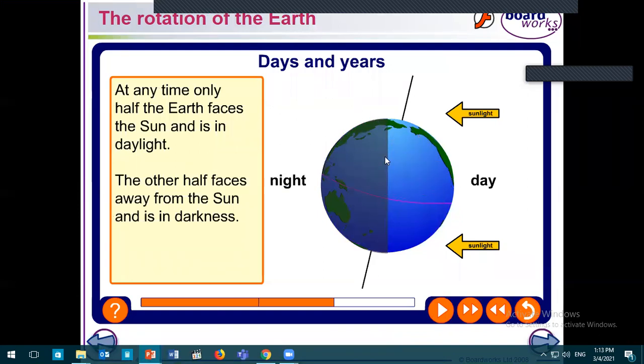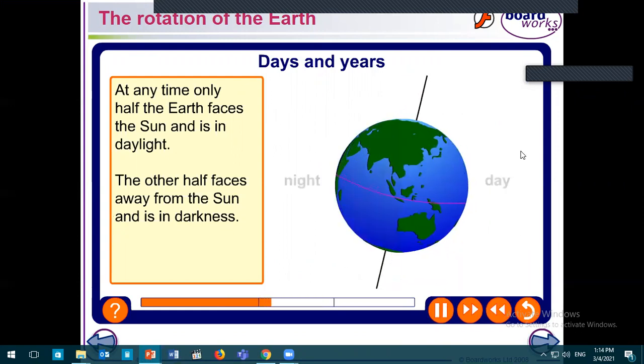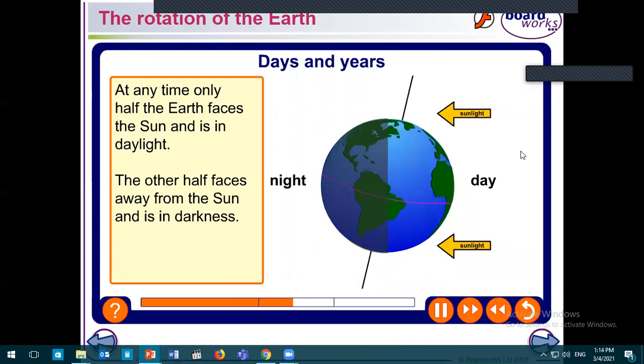So anyway, you can see here that we're having two faces or two parts of the Earth. One half is facing the sun where there is daytime, while the other part is facing away from the sun, which means that it will have nighttime. Let's go back to this movement again so you can see it.